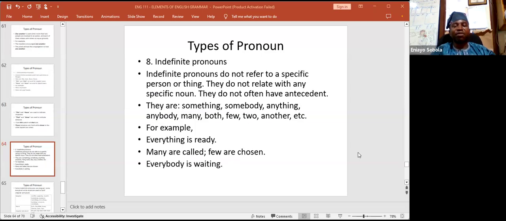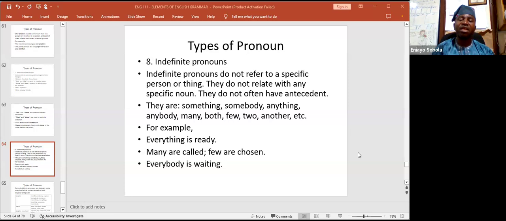Number 8, we have indefinite pronoun. Indefinite pronouns do not refer to a specific person or thing. So they do not relate with any specific noun. They cannot have any antecedents because they do not relate to any specific noun. Some of them are somebody, something, anything, anybody, many, both, few, two, another, and the rest.